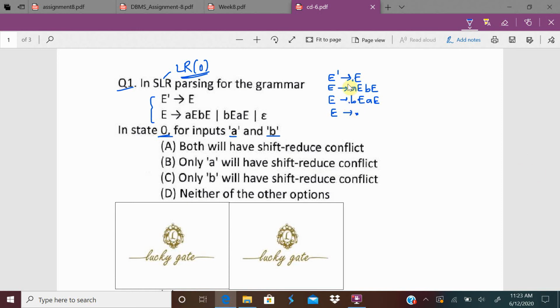In all these added productions, the dot should be at the beginning. This all will be considered as state 0. In the zeroth state, you observe, friends, E tends to dot is there. E tends to dot, we call it a reduced production. It means reduction with epsilon is completed. This is called one reduce action.